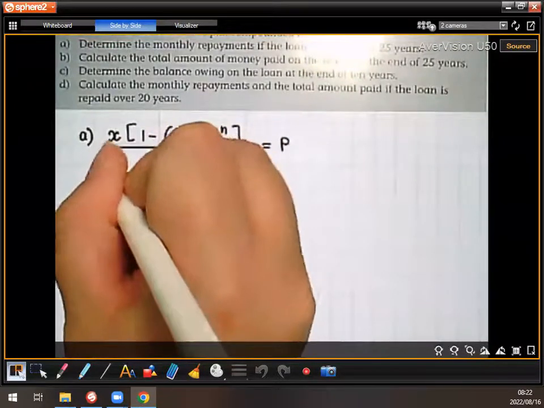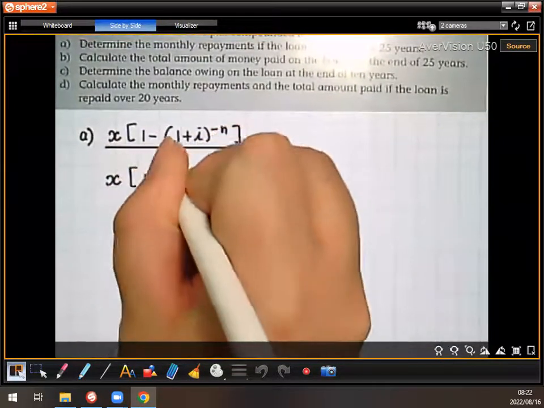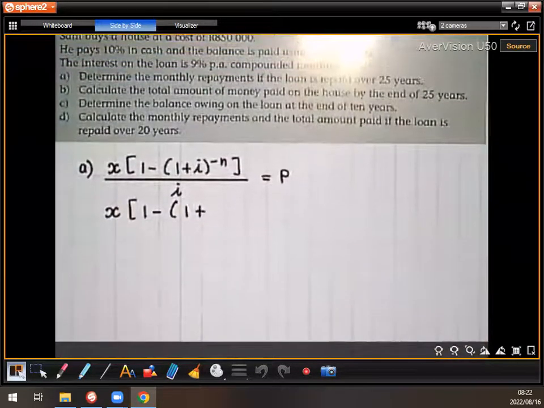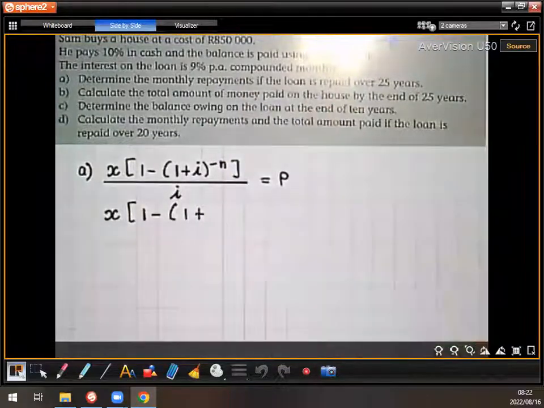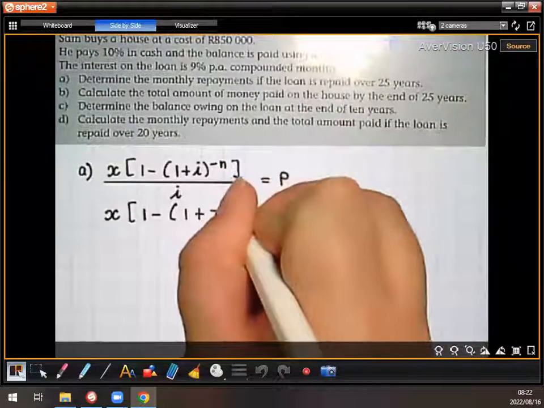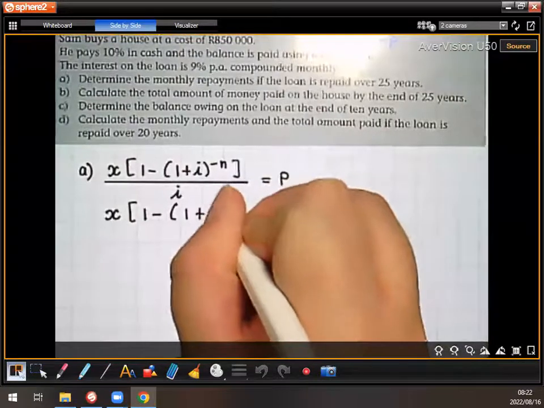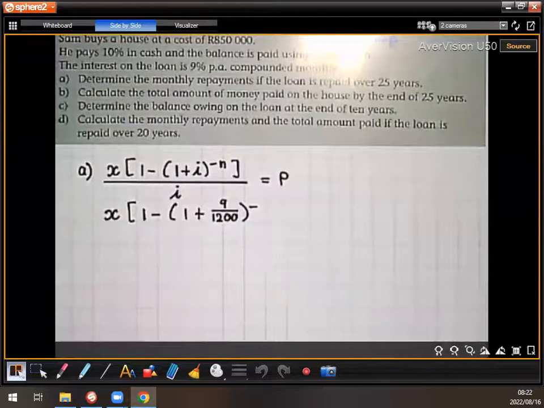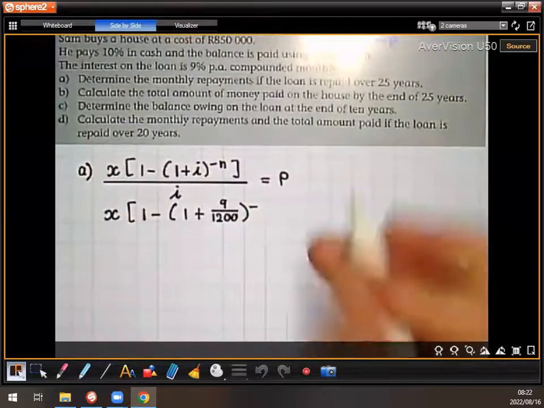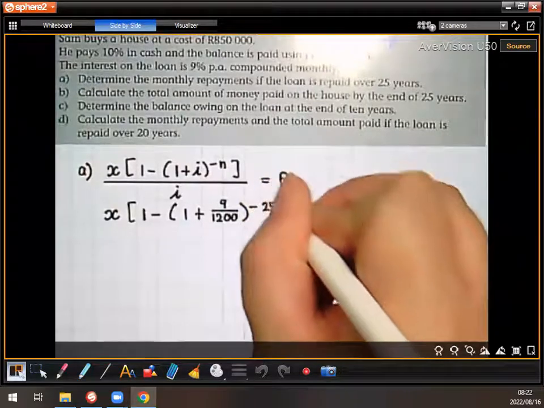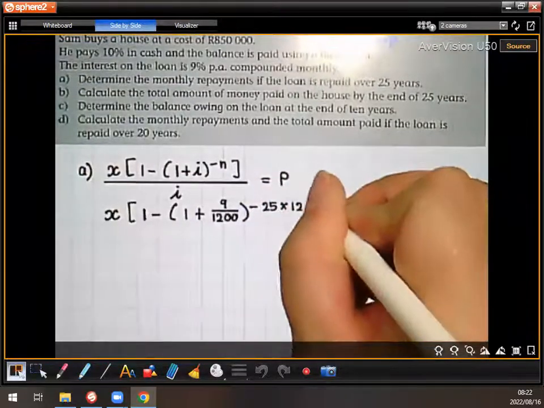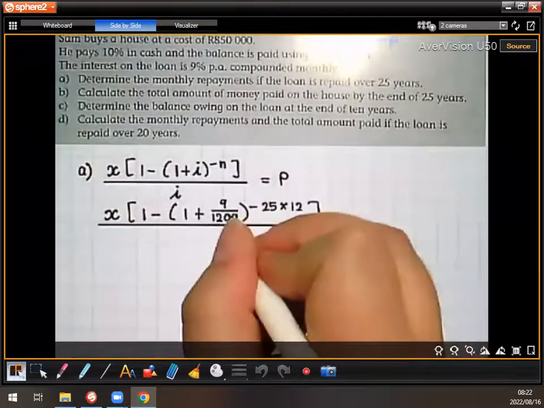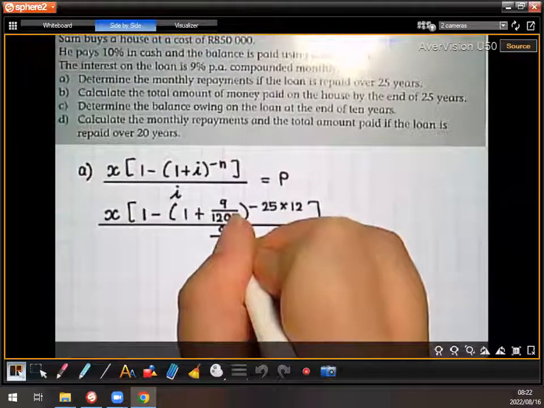Okay, so now we're going to say x, that's what we're solving for, 1 minus bracket 1 plus the interest rate on this loan. They're telling us it is 9% compounded monthly. So we're going to do 9 over 1200 to the power of negative, remember that minus negative, what did they say? It's 25 years and it's monthly, so 25 times 12. Close your bracket equals, over I, which again is 9 over 1200.